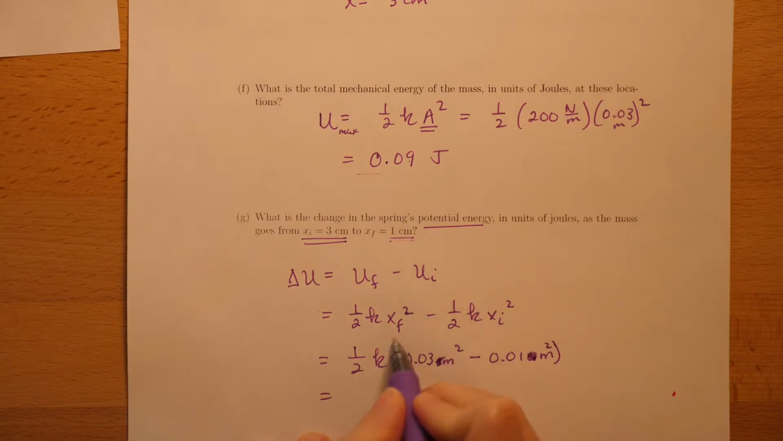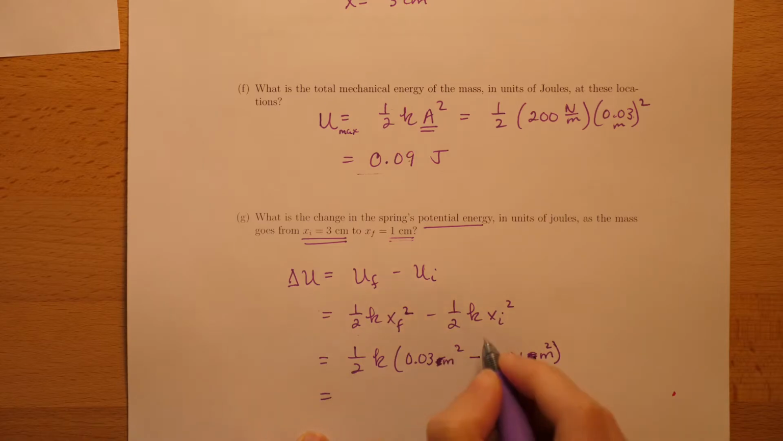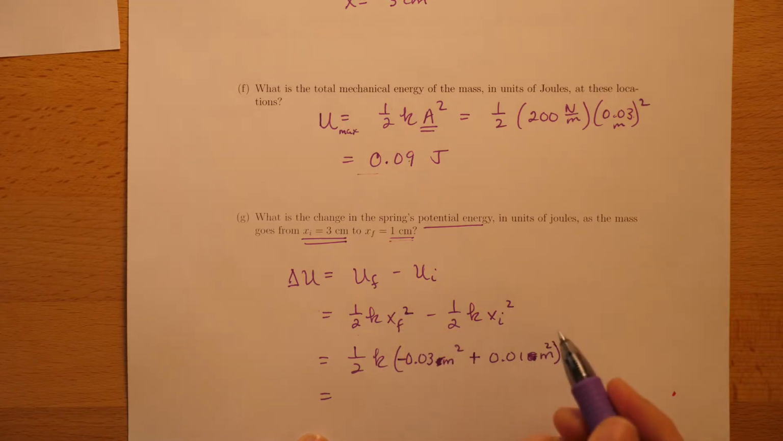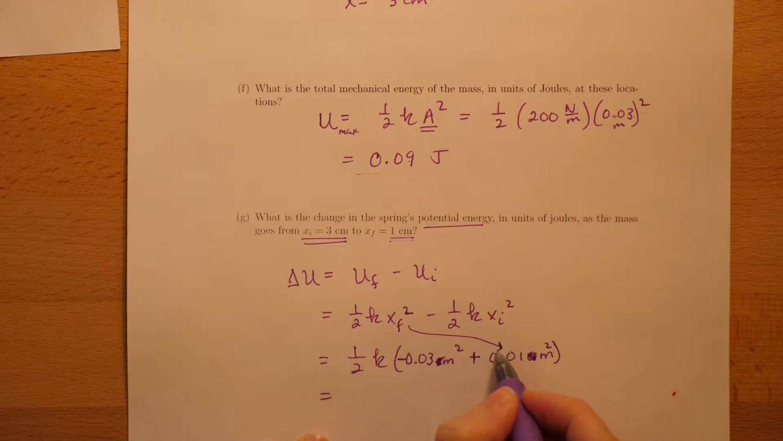oops, I switched my final and my initial. This was my initial, so this should really be a plus and this should be a negative. I'm sorry about that. I just put the wrong x. This one, x final, is actually that value, and this is that value. So you'll get 0.08 joules.